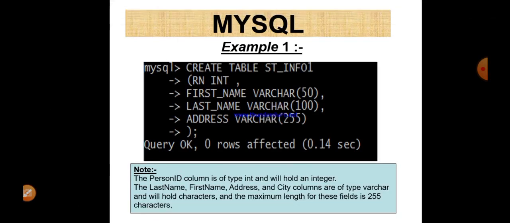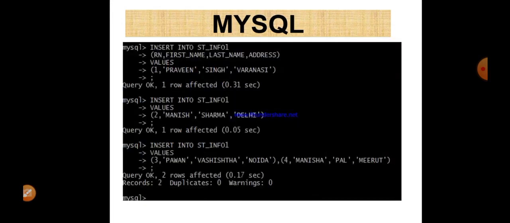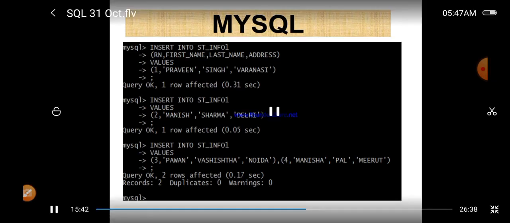Now you can easily see that in this table basically 4 columns are there: roll number, first name, last name, and address. And according to those columns, we insert the data into that table. I think it is clear to all of you.